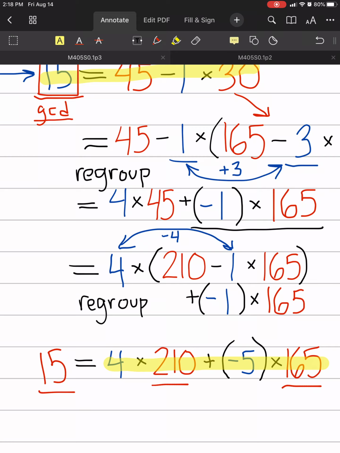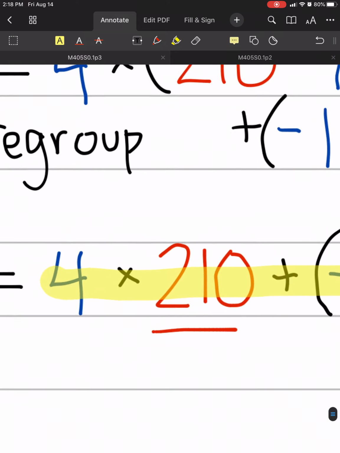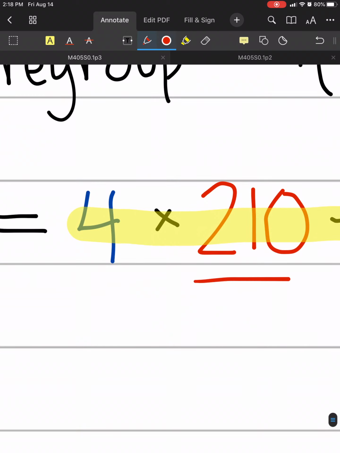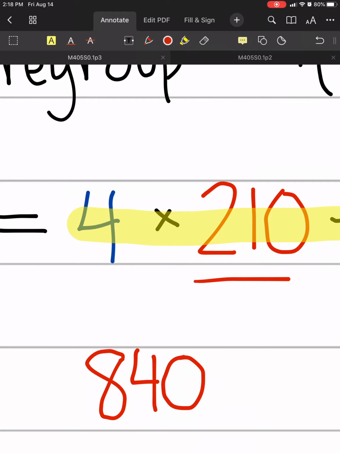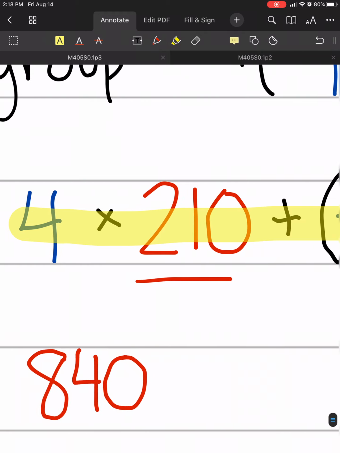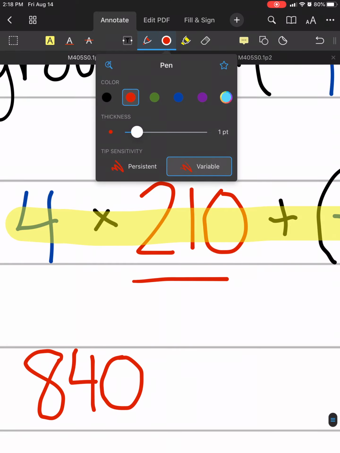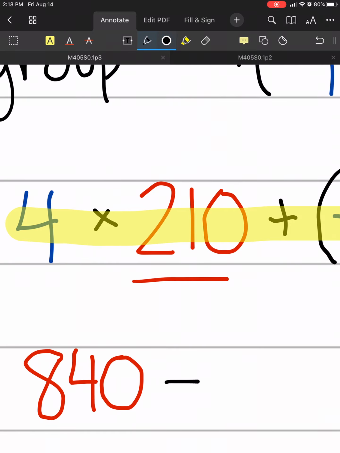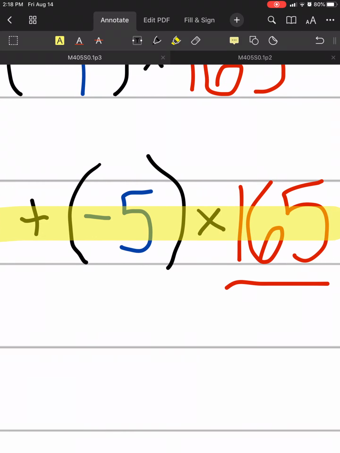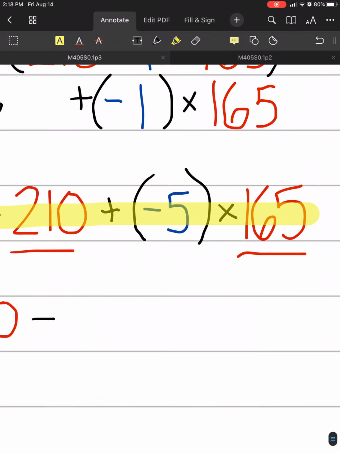That's the one thing you can do at the end of these, is work them out. So here, 4 times 210, fortunately that one's easy to do. That's 840. And then I'm going to do a minus sign here. The next one's a little bit harder. It's not that bad, but 5 times 165. Go ahead and pause it and do that.